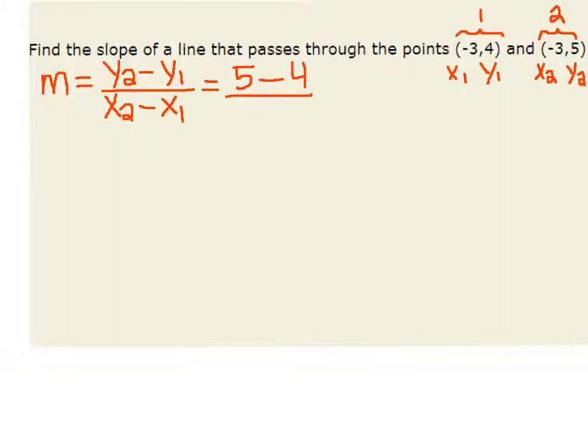over -3 minus -3. So 5 minus 4 in our numerator gives us 1. And -3 minus -3, when you subtract a negative, you're actually adding a positive here. So we have -3 plus 3, and that gives us 0.